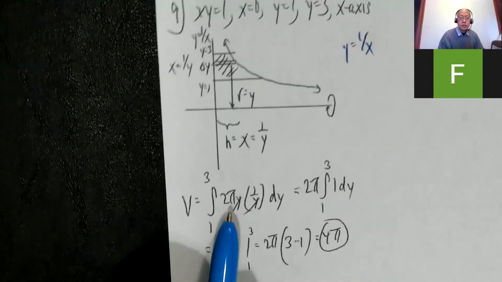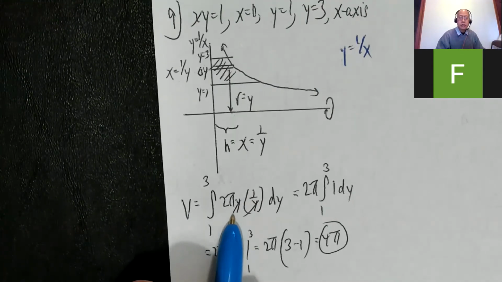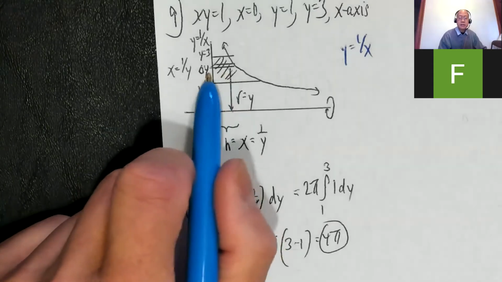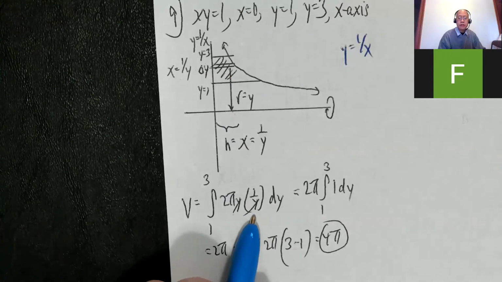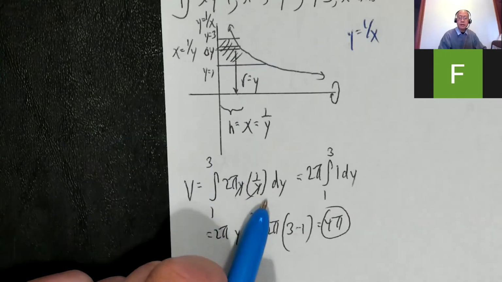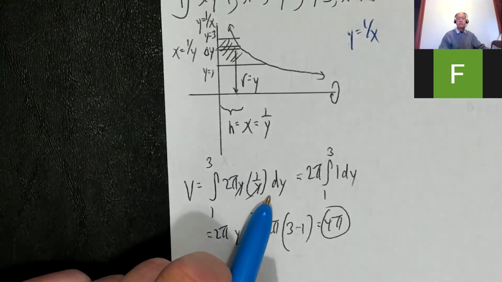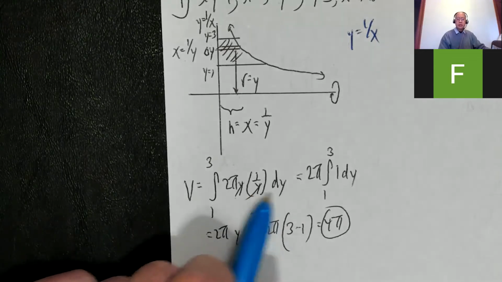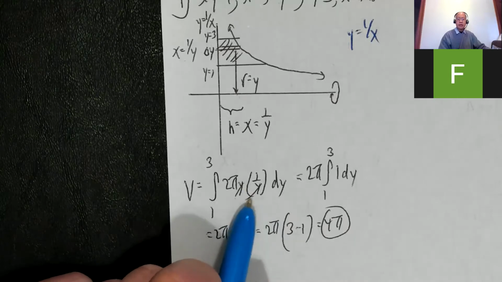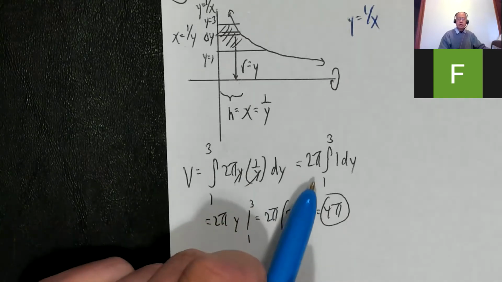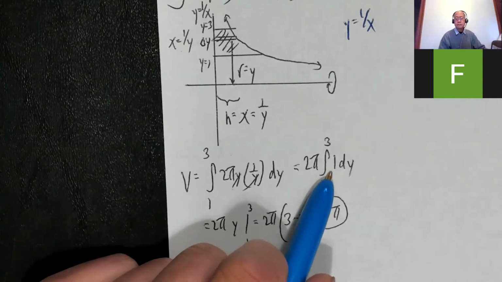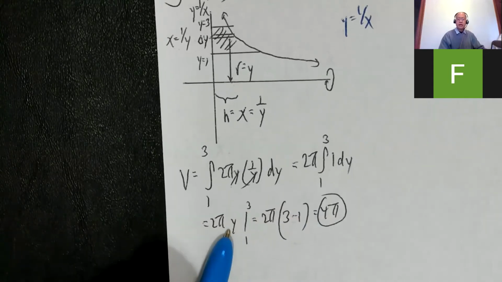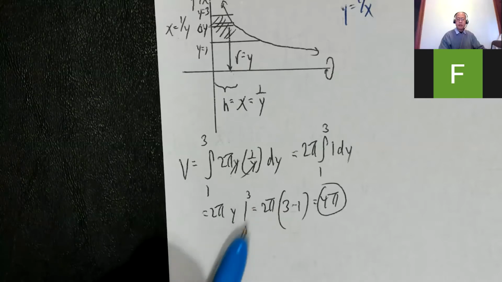All right, so circumference, 2 pi r, in this case 2 pi y, times the height, x, 1 over y. Thickness, delta y, and in the limit becomes dy. Okay, so circumference times height times thickness. And look at what happens. The y's cancel out. Take out the 2 pi. You're integrating 1. What's the integral of 1 dy? Well, it's just y. 2 pi times y from 1 to 3.